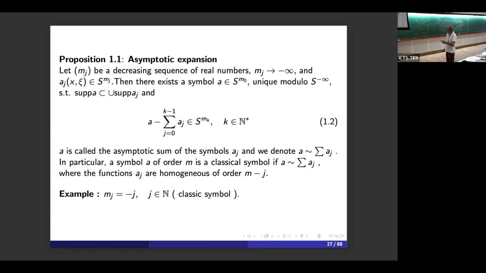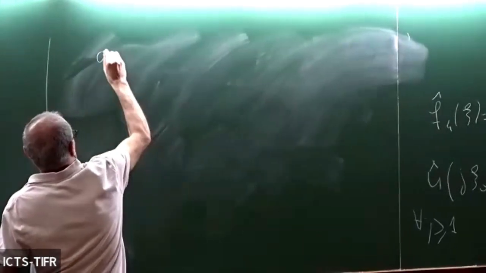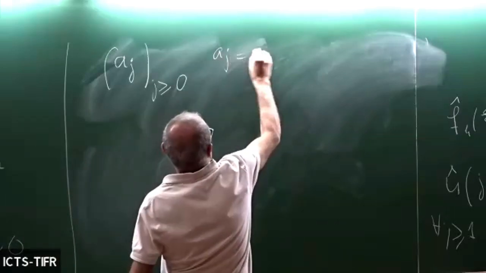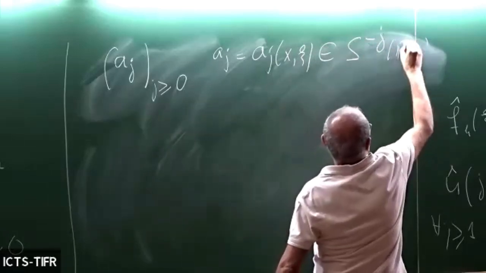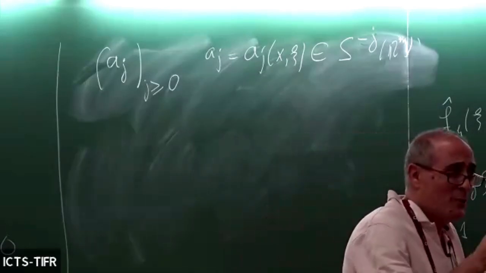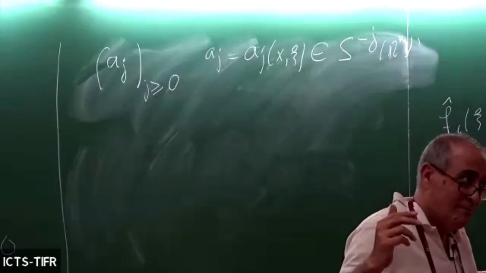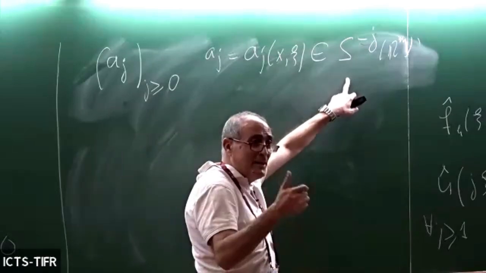Take a sequence of symbols. Let us see the result in the simple case of integers. I will take a sequence of symbols AG, and I assume that AG is a symbol in the class S minus G. So the first is a symbol of order zero, the second of order minus one, minus two, and so on. General symbol. Each AG lives in this class: zero, minus one, minus two.